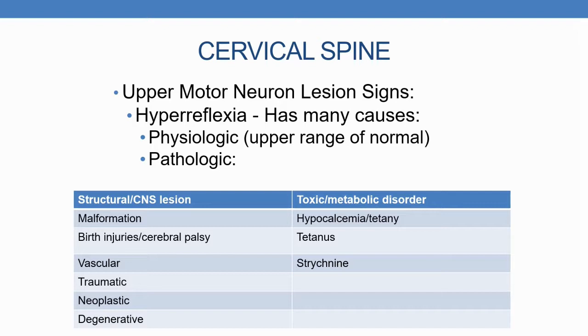Hyperreflexia could also be pathologic, and there's many different causes, the most common of which that we are going to be dealing with and that we've already alluded to earlier are due to degenerative lesions of the central nervous system, especially with regards to cervical spondylosis. But that's not the only cause. It could be due to malformation in the central nervous system, some vascular or traumatic injury to the central nervous system, and then also certain toxic or metabolic disorders such as hypocalcemia and or tetany can cause hyperreflexia as well.